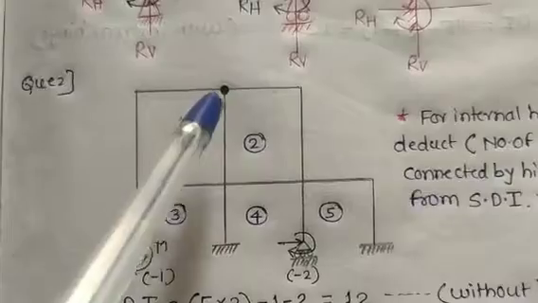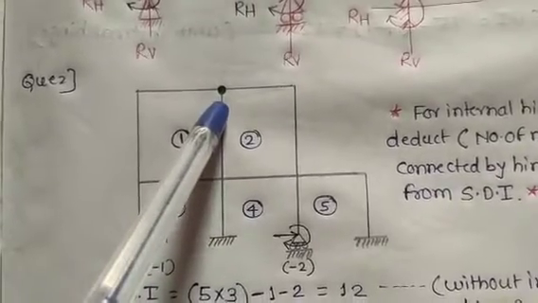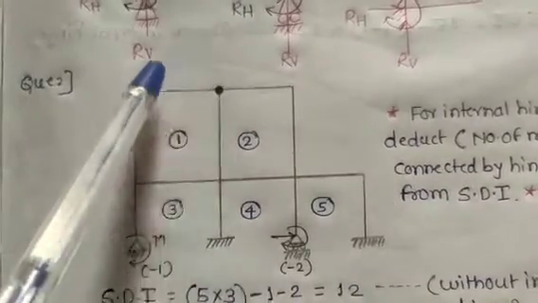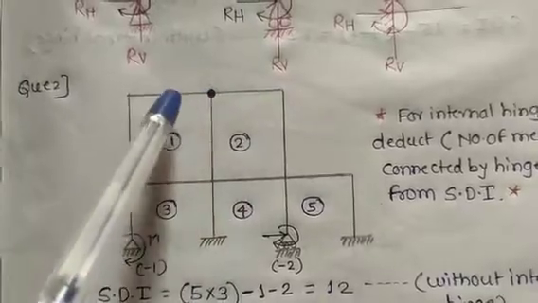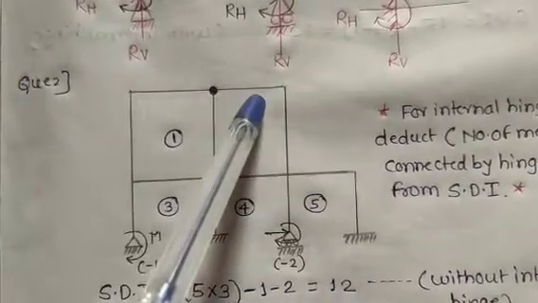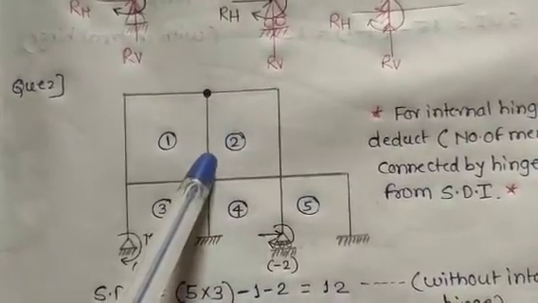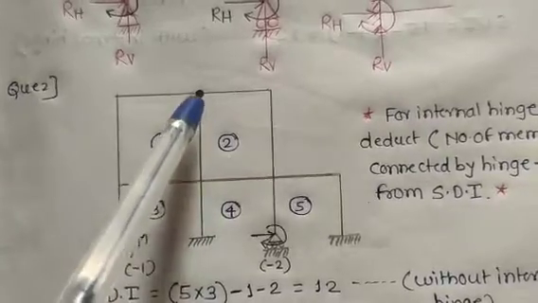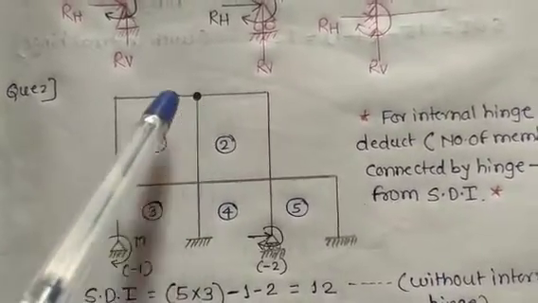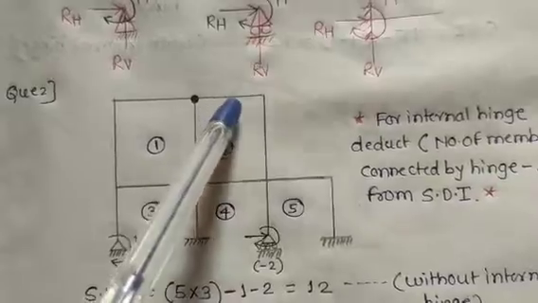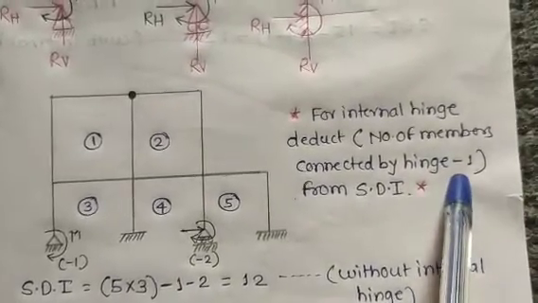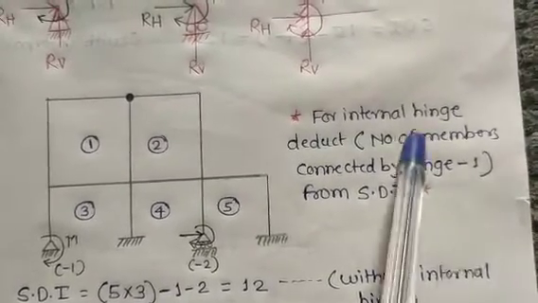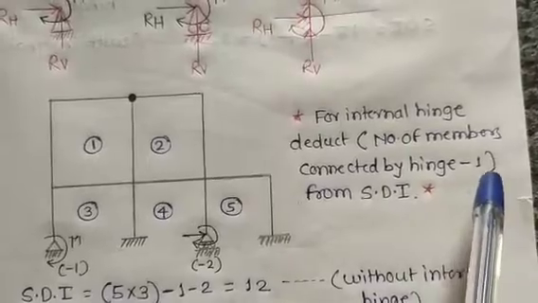See here, this is our internal hinge. It connects 3 members: the left hand side, right hand side and bottom member. Means the number of members connected by this particular hinge is equal to 3. And you have to minus 1, means 3 minus 1, that is equal to 2.